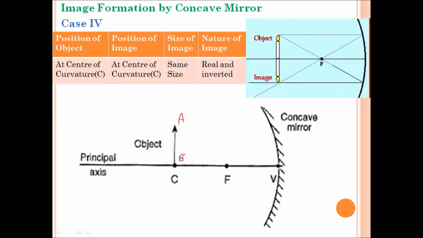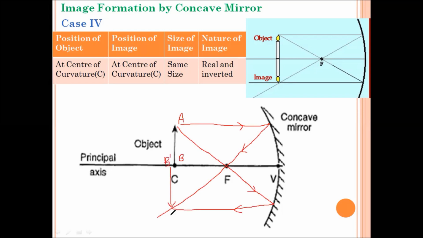Case number 4, when object is placed at center of curvature of a concave mirror. We will use here rule number 1 and rule number 2. The ray which falls parallel to the principal axis will pass through the focus after reflection from the mirror. Rule number 2, the ray which passes from the focus will become parallel after reflection. So image formed at this point.